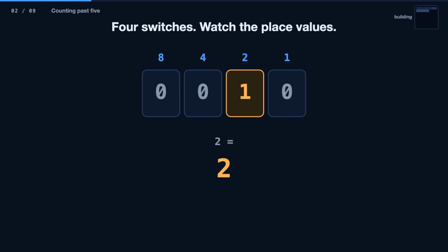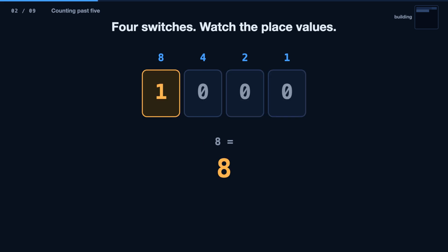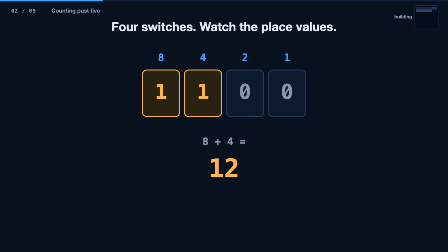So the places are 1, 2, 4, 8, each one double the last. Here are 4 switches. Every switch that is on contributes its place value, and you add them up. That is the whole rule. Watch it count. Nothing here is a code or a lookup table. It is addition, and it reaches 15 before it runs out of switches.